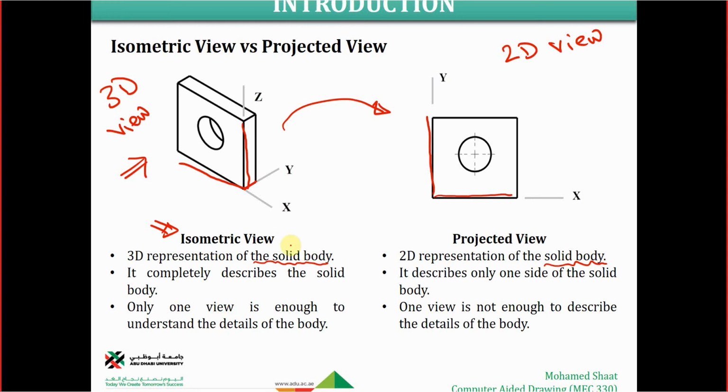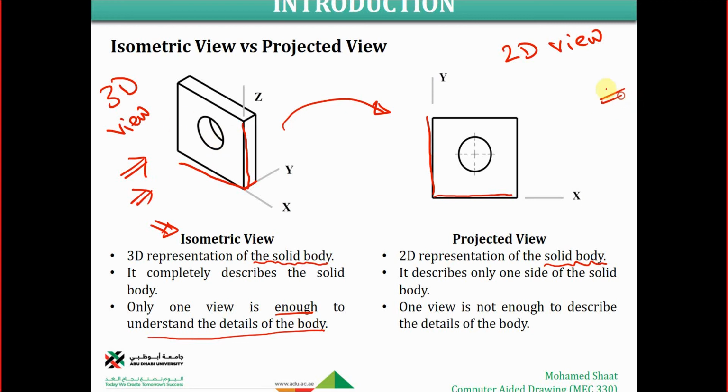Okay, the three-dimensional view completely describes the object, and only one view is enough to completely understand the details of this object. So for example, if you have a look at this shape and I ask you what it is, you're going to say that this is like a small box with a big opening in the center, right? So you understand what this object is exactly.